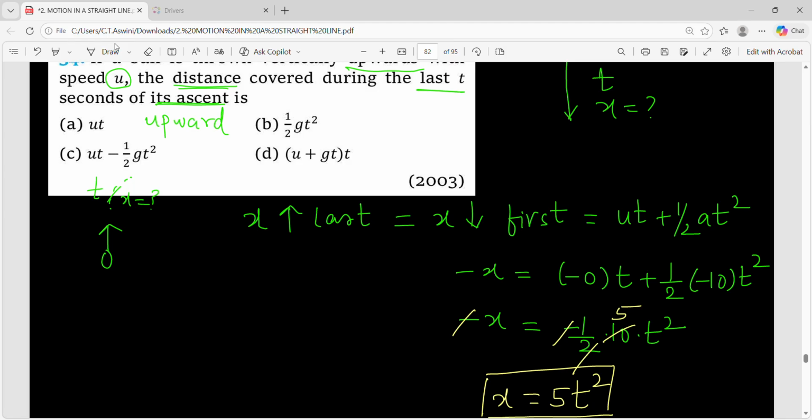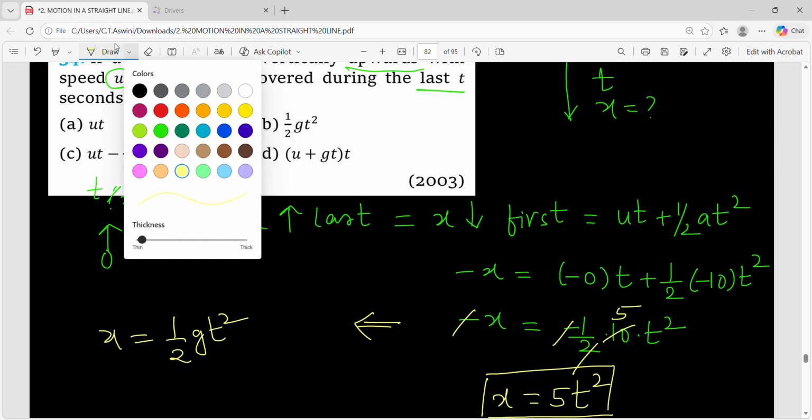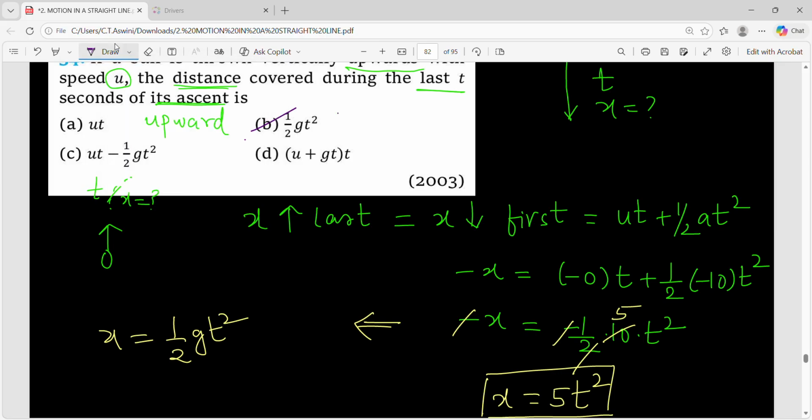Okay, options are not simple. Options are in terms of g. So let us not simplify here. What will you get if you don't simplify from this step? X is equal to half, instead of 10 keep g only, half gt square. So the answer is option number B. The g value was not substituted, so keep it in the same way.